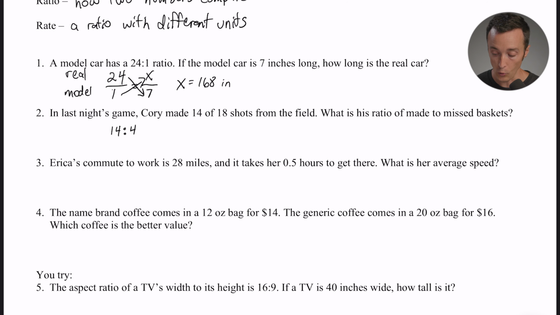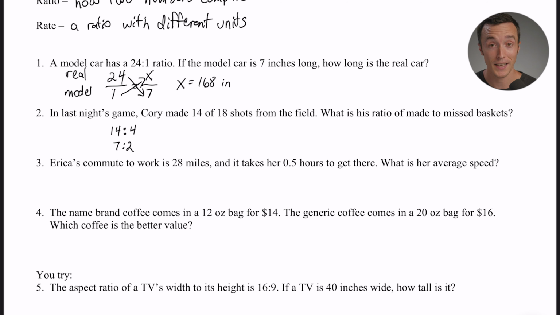So his ratio of made to missed baskets would be 14-4. Now, just like in a fraction, sometimes it's helpful to reduce or simplify it. And so since a 2 evenly divides into both of those numbers, I could also say that his ratio was 7-2. So for every 7 baskets that he made, he missed 2 baskets. And 14-4, 7-2, those are the same value. Okay? So that's a little bit about ratios.